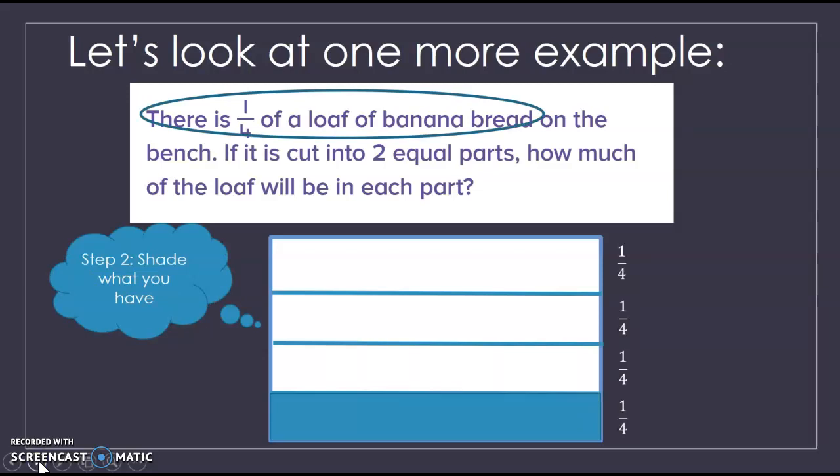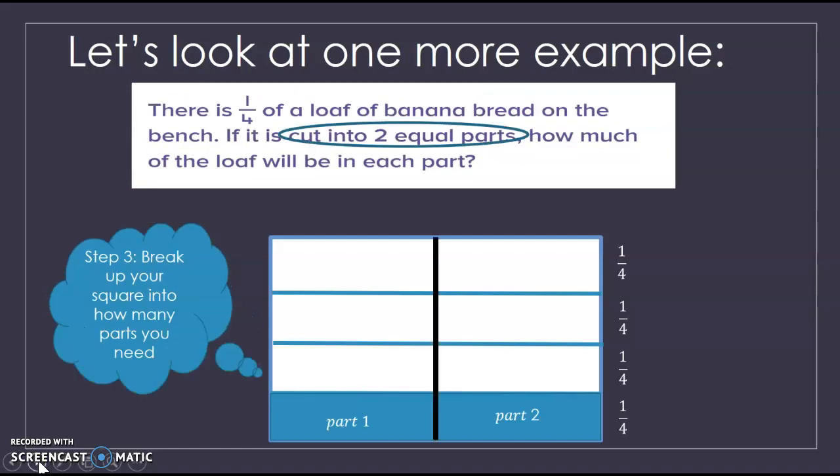I took my unit square and I broke it into fourths, and I have 1/4. I'm then going to take my 1/4 of the bread, and I need to split it into 2 equal parts. That's what the problem asks. So I have 2 equal parts. I break it up into how many parts I needed. How much of the loaf will be in each part?